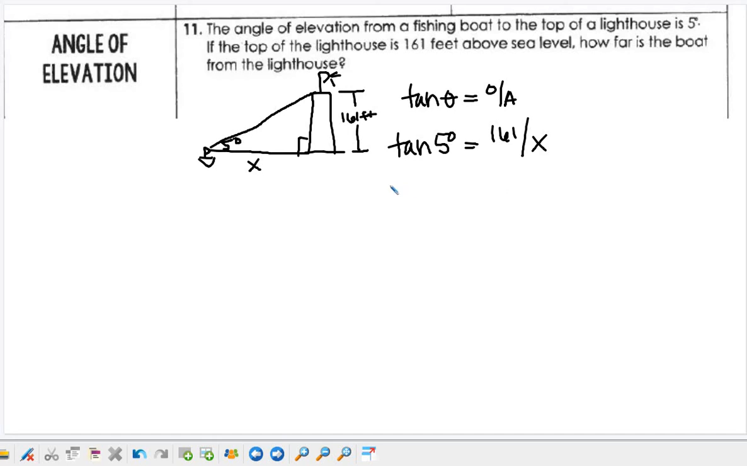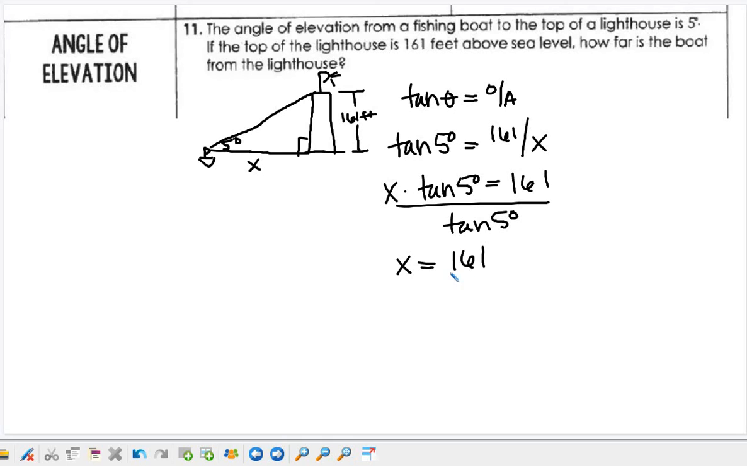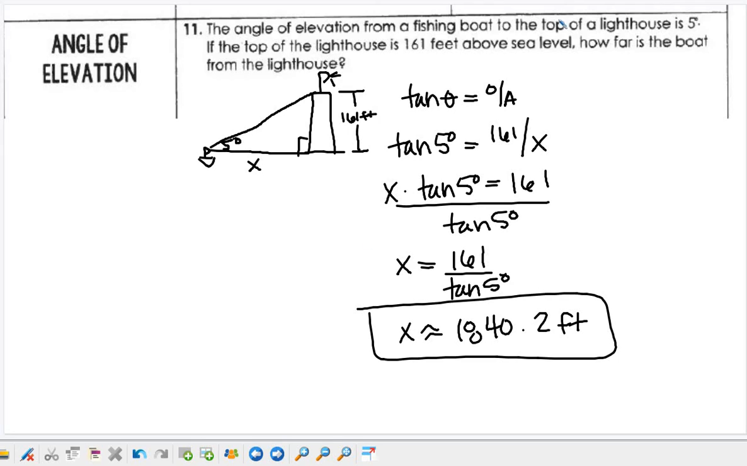So again, it's kind of that 2-part. So we have x times tangent of 5 degrees is equal to 161, and divide. So x is equal to 161 divided by tangent of 5, and we get x is approximately equal to 161 divided by tangent. Don't hit inverse this time. We're not looking for an angle measure. So 161 divided by tangent of 5 is approximately equal to 1,840.2 feet. And I know it's feet because it gives me feet in the problem.